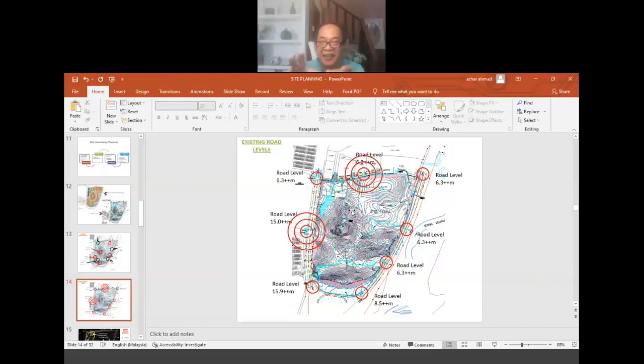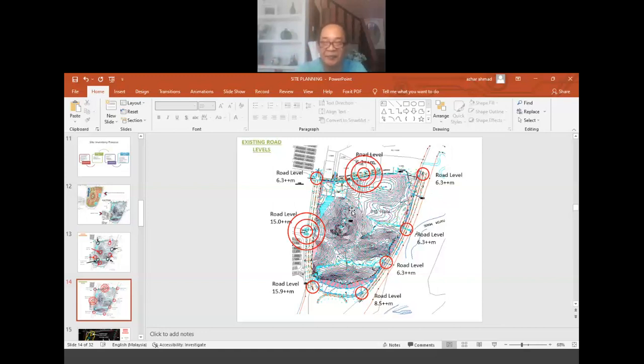Okay, we're looking at that, and we're looking at the overall undulating terrain of the site. Now we are looking at levels, existing levels around the site, and this gives an indication that the site will probably follow the road level.